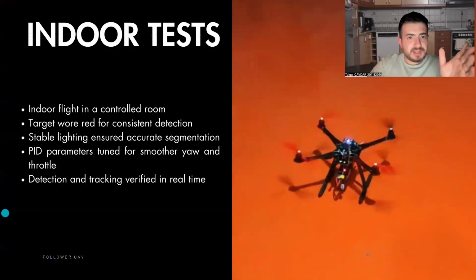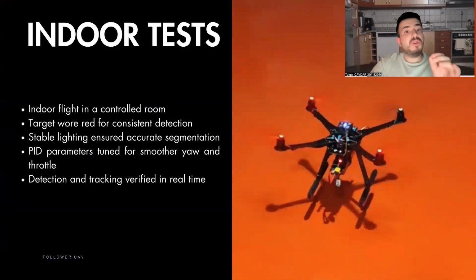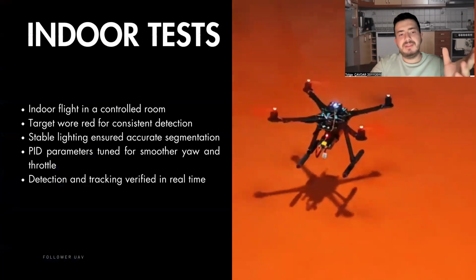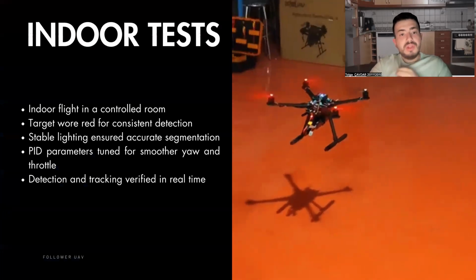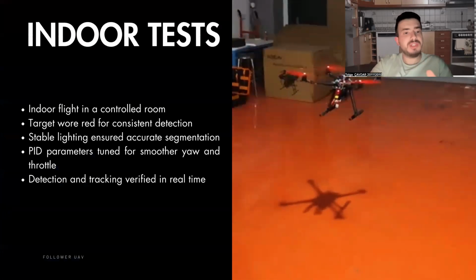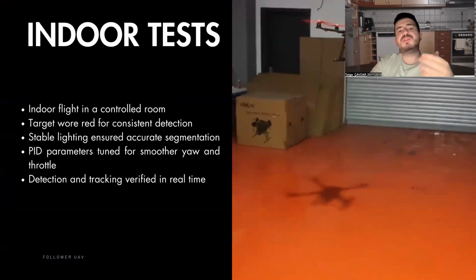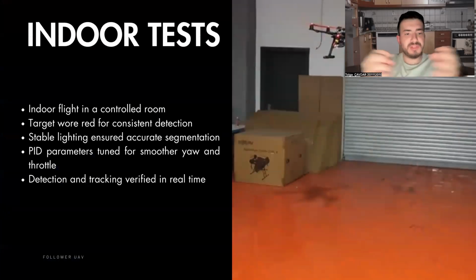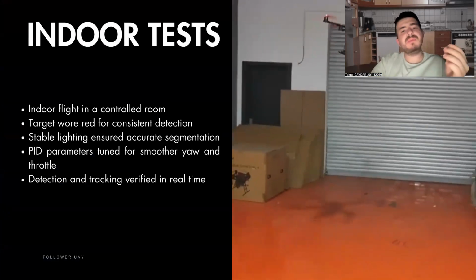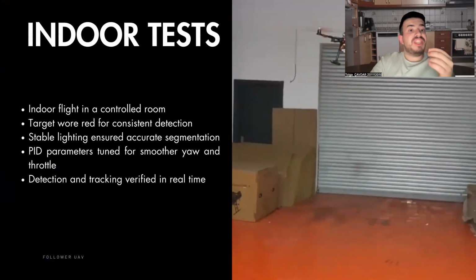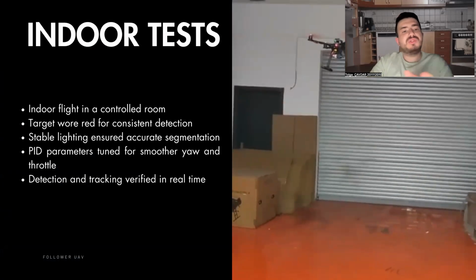For indoor tests, flights were conducted in a controlled room with stable lighting. The target wore red clothes to ensure consistent detection using HSV segmentation. We calibrated electronic speed controllers for proper motor synchronization. PID parameters were tuned to achieve smoother yaw and throttle control.